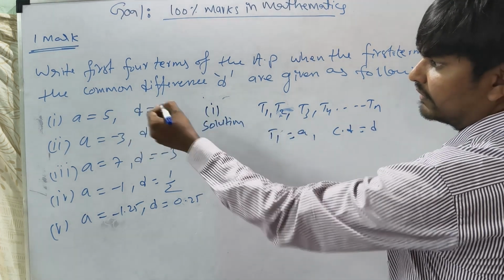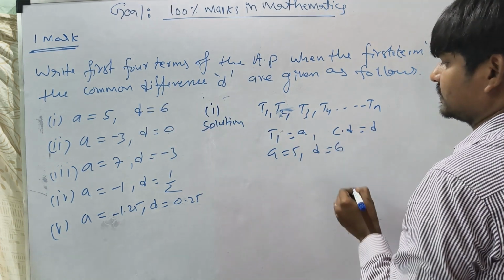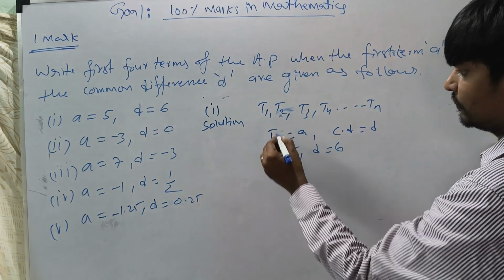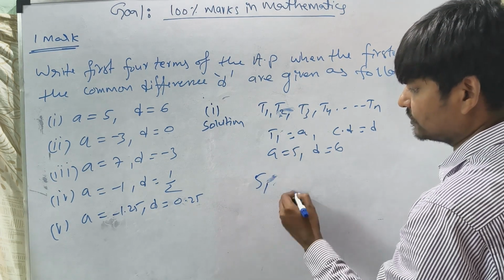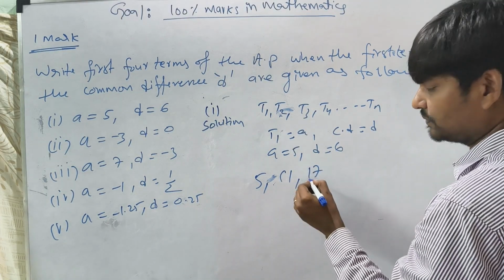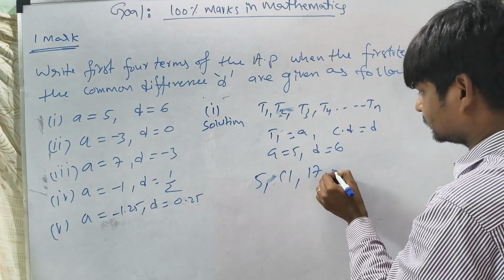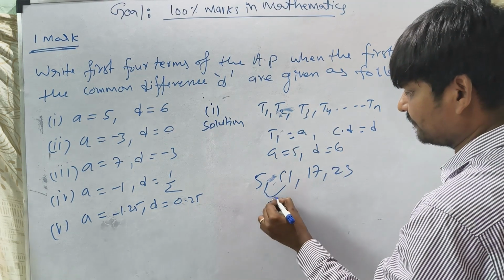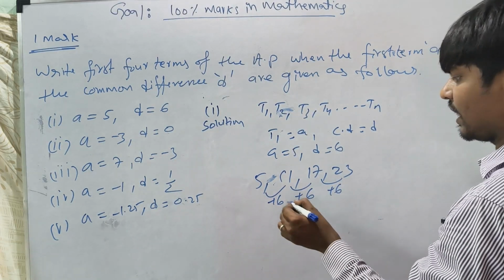Those two are already given here. First question: A is equal to 5, D is equal to 6. Now substitute here. A is equal to 5. After adding 6 to the first term, you will get 11. Correct? Now again adding 6, you will get 17. Now adding 6, you will get 23. Why? Because the common difference is a fixed term, and what is given here? 6. So that's why. All of you clear?